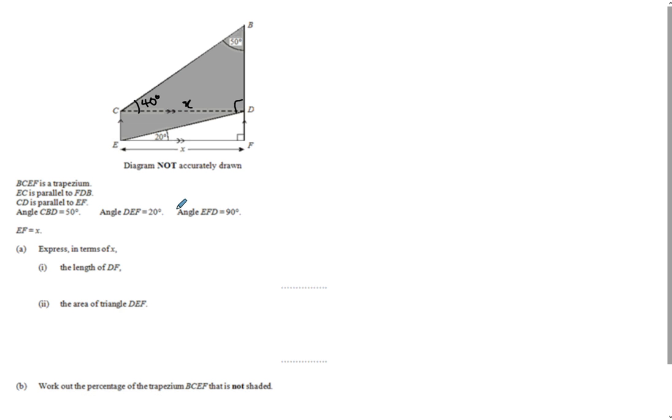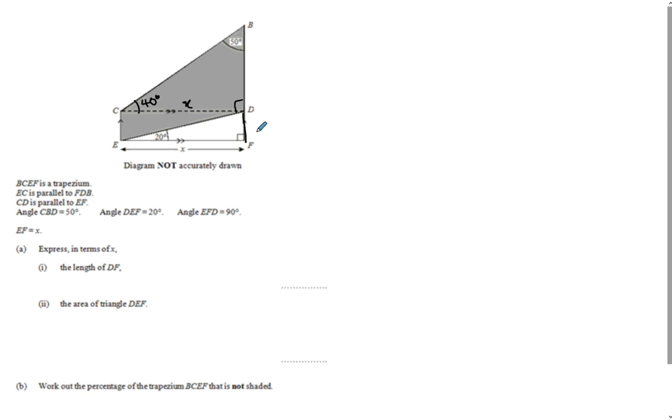Angle DEF is 20. Cool. So that one's also 20. You've got the alternate angle just in case we need it. So you can tell that triangle would be the same as that triangle. Angle EFD is 90. Okay. Express in terms of X the length of DF. Okay, so we have to find that length there.